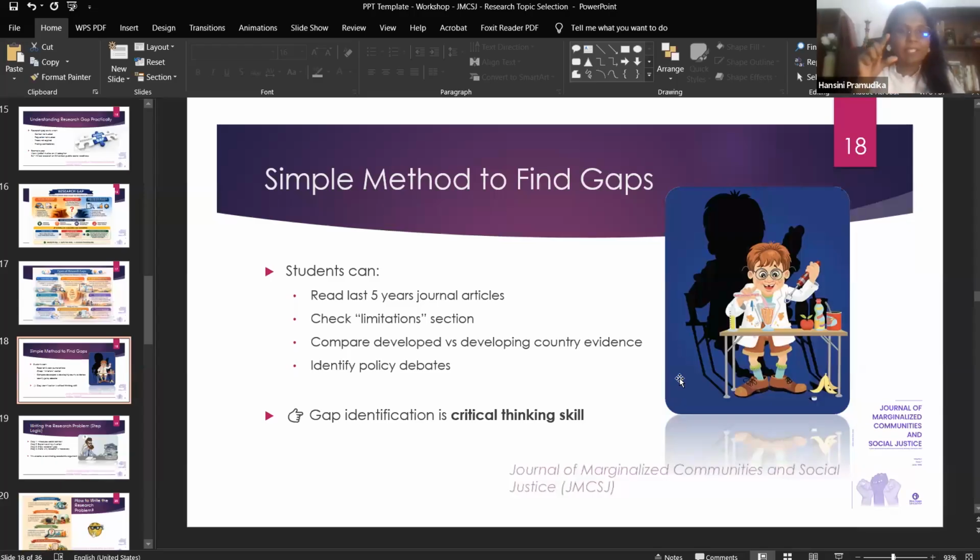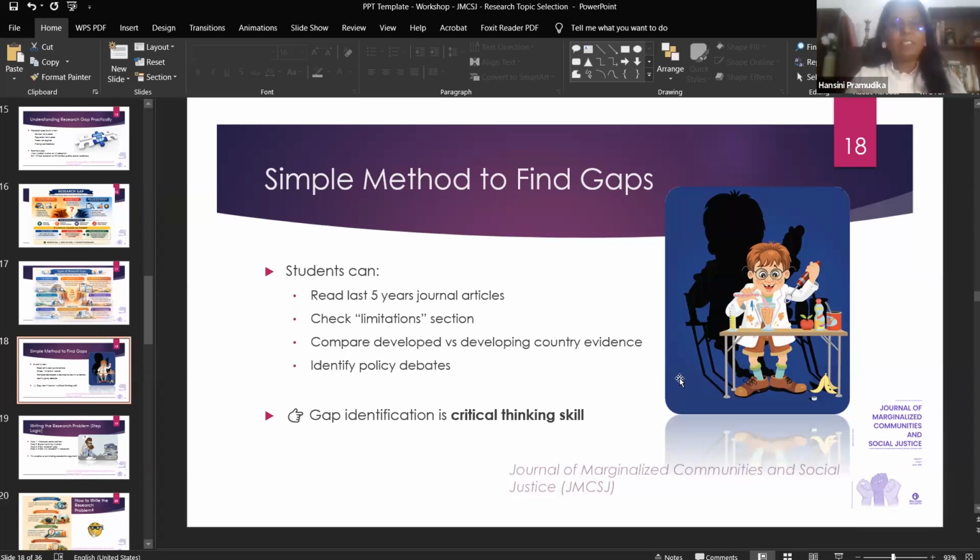So you can check that particular section as well. And then compare developed versus developing country evidence, right? So this is only one method. So you can compare the nature of a developed country and your country, likewise. And then identify policy debates. If there is a requirement to make a policy regarding the issue, then definitely there is a huge gap to be addressed. So you can address that, right?